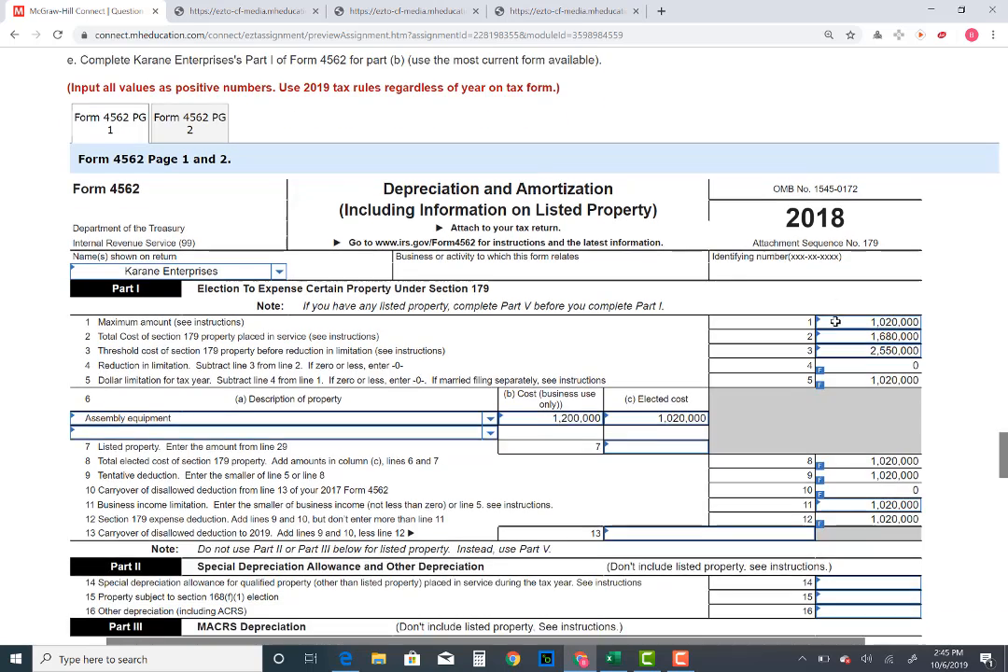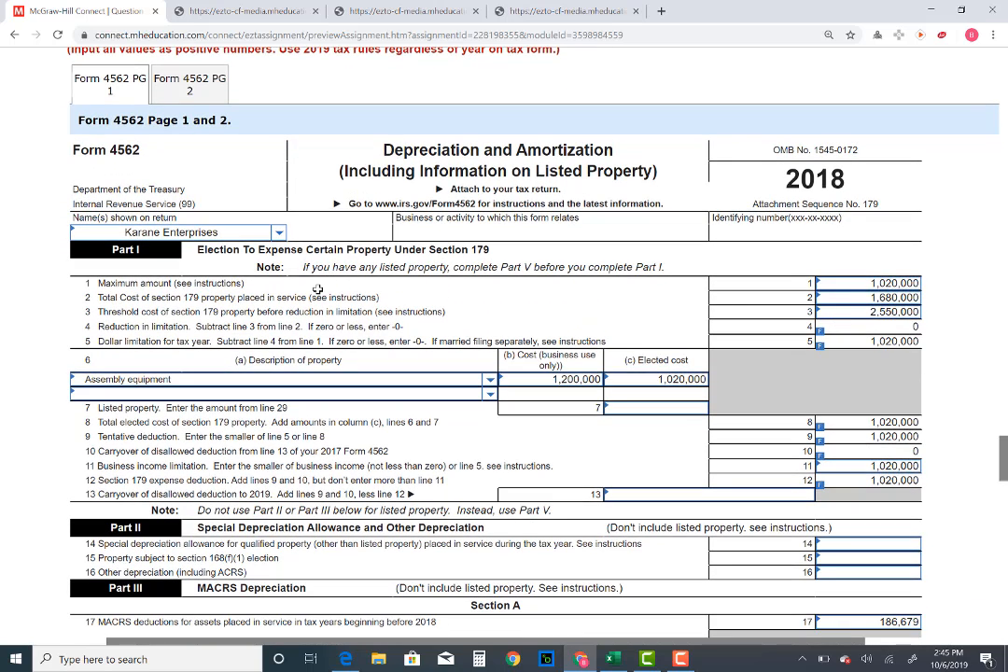All right, so remember in 2019, the maximum amount that we could actually expense with 179 is $1,020,000. So in this section, we're talking about our 179 rules. And remember, if the total amount of personal use equipment that we put in place for the year was more than 2.55 million, that's the threshold for 2019, we'd start losing our 179 expense deduction.